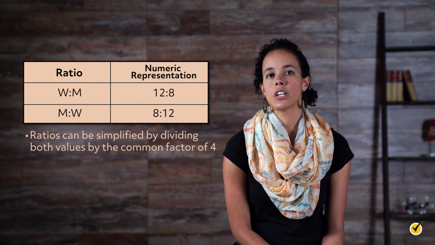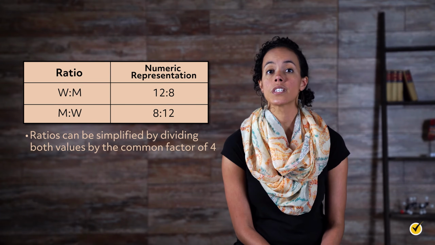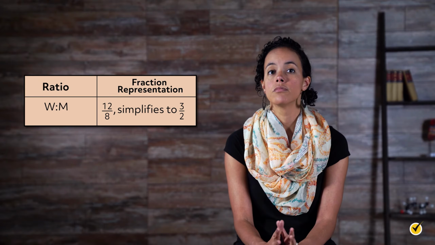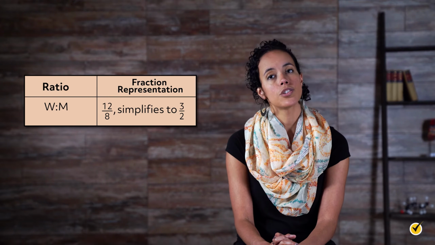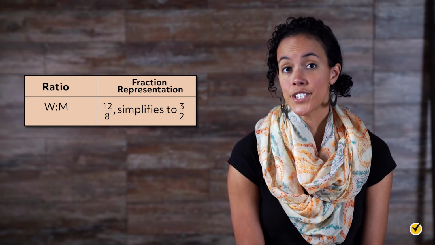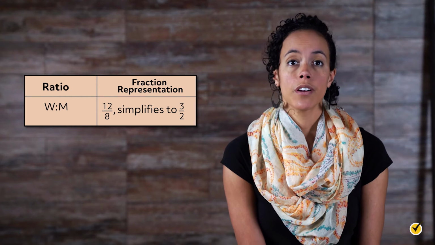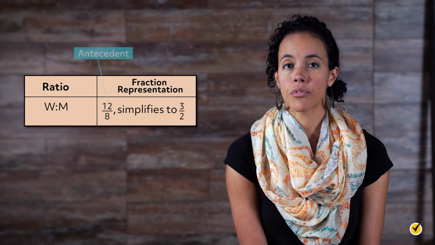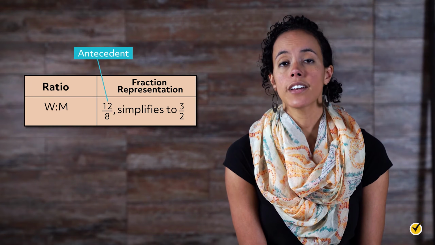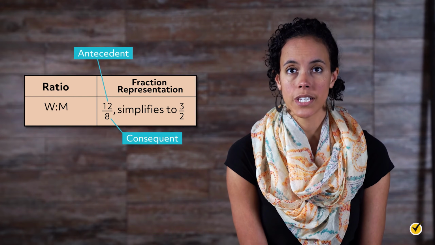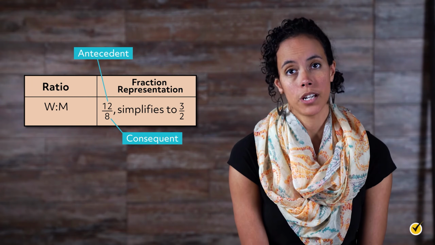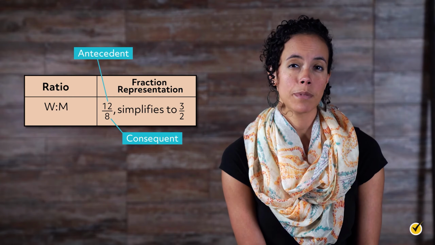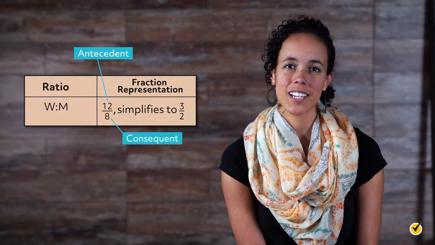There are two ways that ratios can be written. This example uses a colon, but you could also use a division bar to form a fraction. 12 over 8 simplifies to 3 over 2. It is very important to note that the order of the categories matters when building a ratio. The first value is technically referred to as the antecedent, and the second value is referred to as the consequent. The antecedent is always compared to the consequent. Interpreting the ratio in context can sometimes be tricky, but becomes easier with practice.